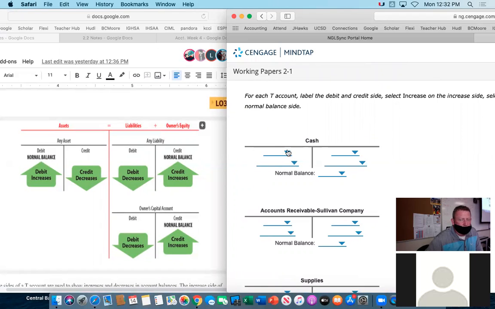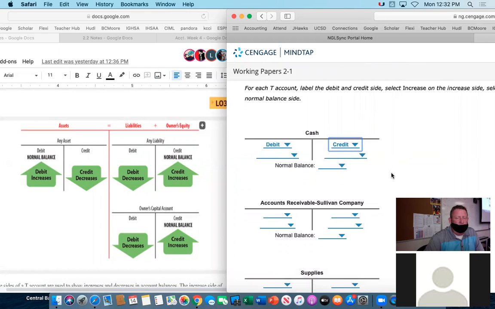So cash, what do we say, debits or credits? We don't have many absolutes, right? There's a lot of exceptions to everything. Debits are always on the left, credits are always on the right, no matter what account. So you choose debit to the left, credit to the right.